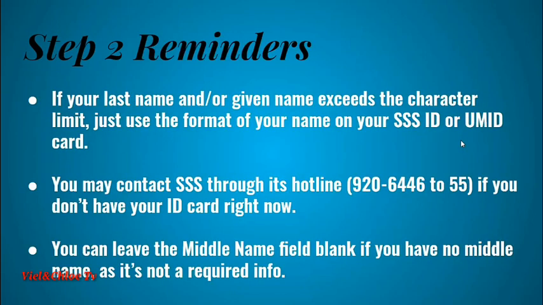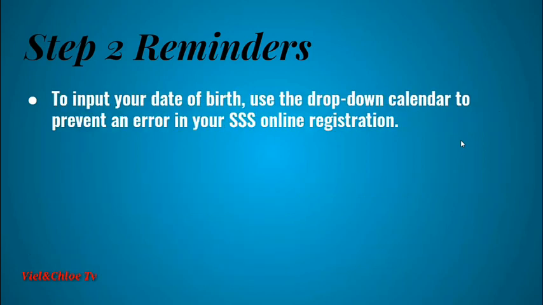Just a few reminders: if your last name or given name exceeds the character limit, just use the format of your name on your SSS ID or UMID card. You may contact SSS through its hotline at 920-6446-255 if you don't have your ID card right now. And you can leave the middle name field blank if you have no middle name, as it is not a required information.